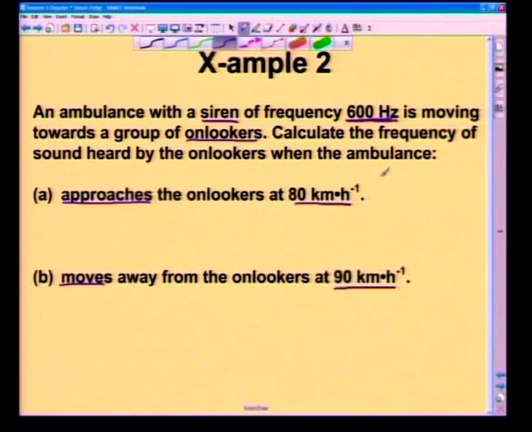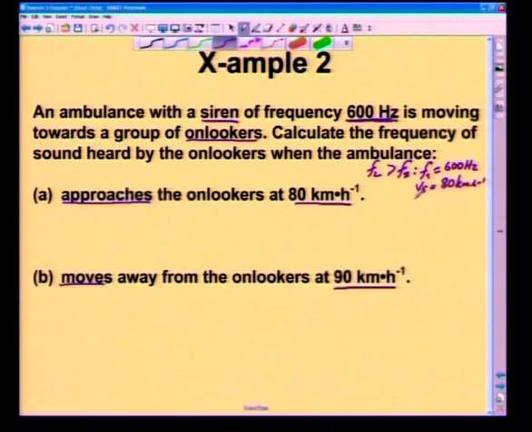Now, for number 1, we can write what is happening here. What we know is that the frequency observed by the onlookers is going to be greater than the frequency of the source. We have the frequency of the source as 600 hertz. We also have the velocity of the source, which is 80 kilometers per hour. Let me just write it down properly for you to see it.